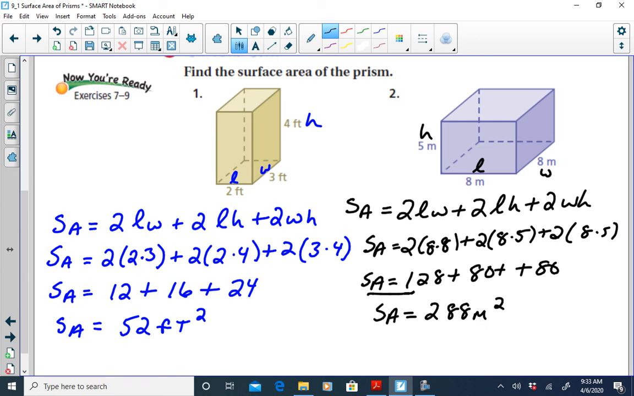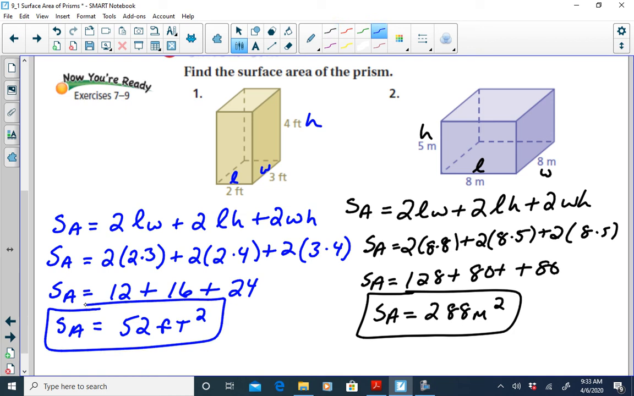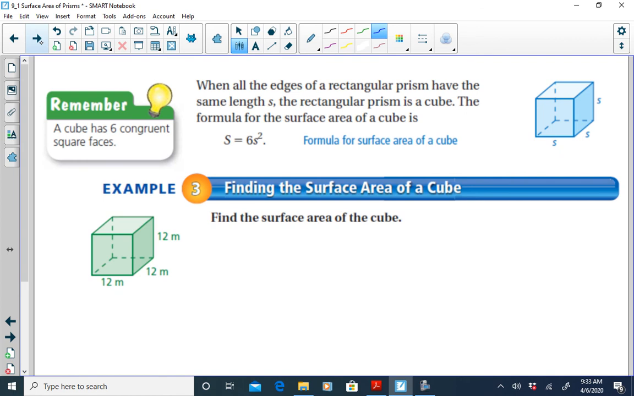Alright, so first part of the lesson, if we're finding the surface area of rectangular prisms, we write the formula, we label our length, width, and height, we show our substitution step, and write our answer in square units. Quite honestly, this is something that you did do last year as well, so this should look kind of familiar. Now you guys can go through the rest of these slides.